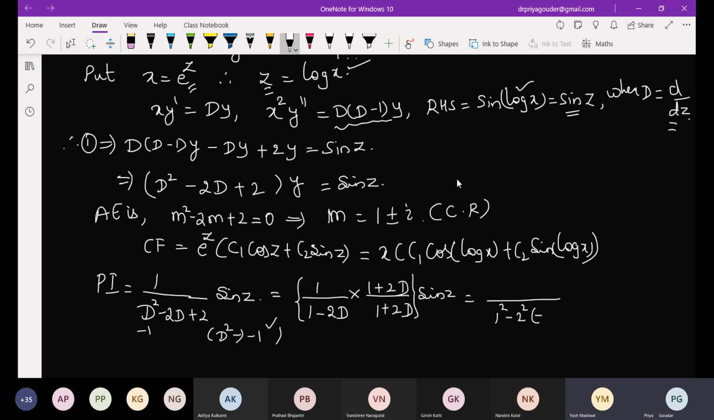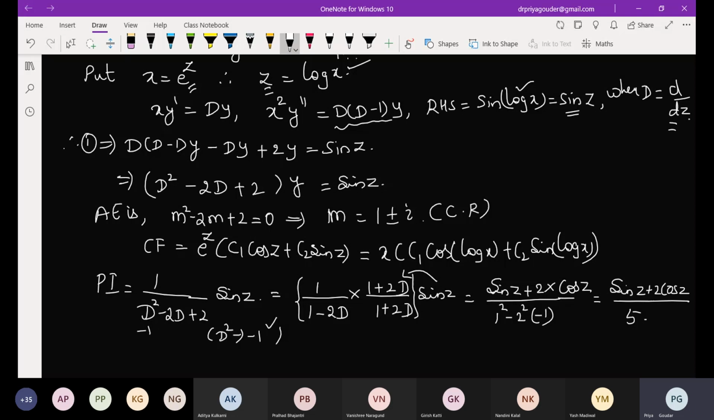Minus 1. Yes, hope this step is clear. A square minus b square, in that D square is replaced by minus 1. Now take this sin z inside. So 1 into sin z plus 2 into D operating on sin z will give us what? Cos z. D means differentiation; the differentiation of sin z is cos z. Which is nothing but sin z plus 2 cos z divided by what? Minus into minus, this is plus 5.